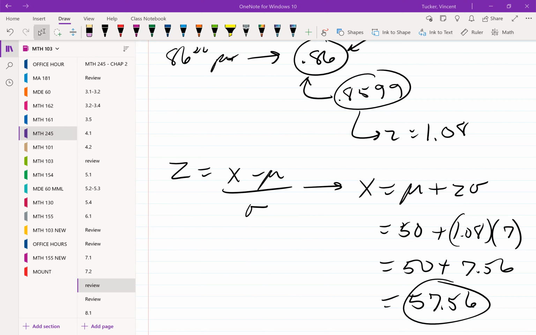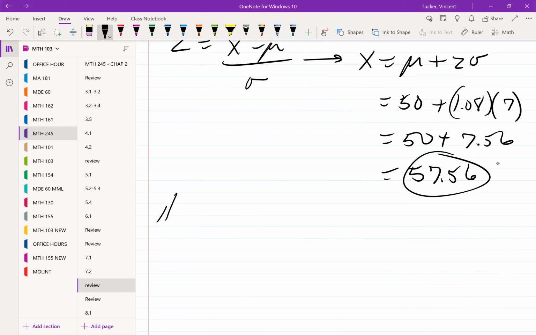And similarly in number 12, it seemed that you had the process down pat, just that your rounding was off a little. So let's look at the picture that I have. All right, here we go. So number 12, we have a mean of 20.